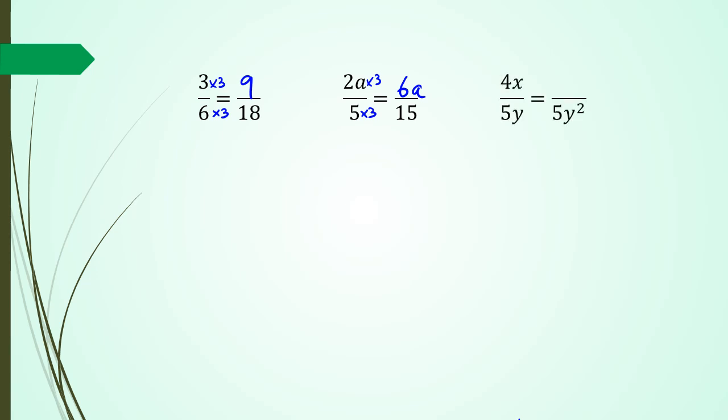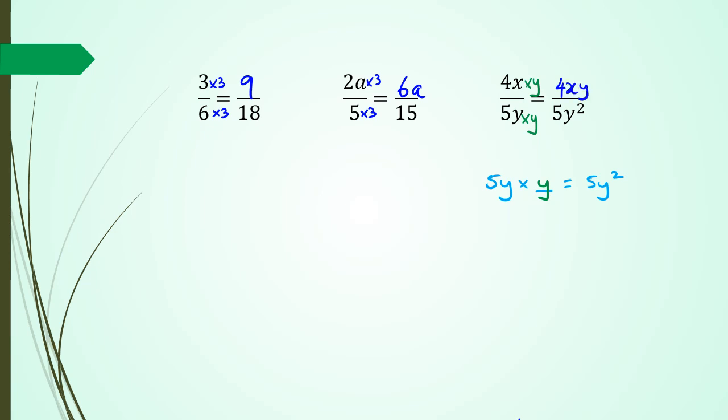One more example. Now, in this particular case, if you look at the denominator, I've actually got 5y. And my question is, what am I multiplying 5y by to get to 5y squared? So from here, I can see that 5y times y would equal 5y squared. That means in the denominator, I'm multiplying by y, which means the numerator, I've also got to multiply by y. And when I do that, 4x times y, I actually get 4xy.